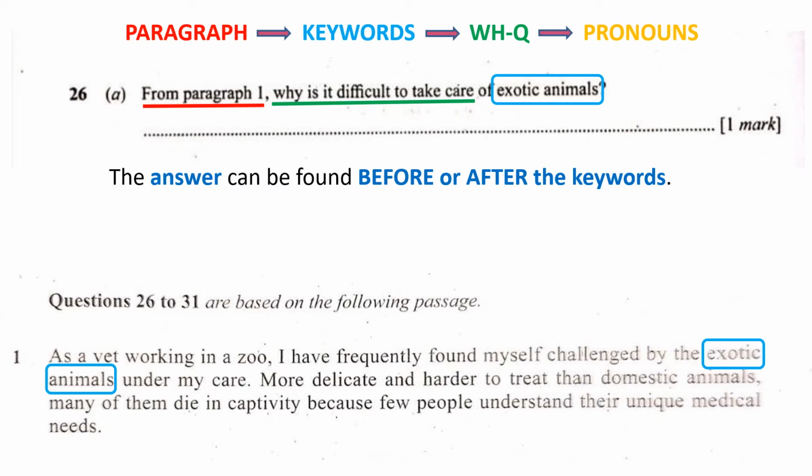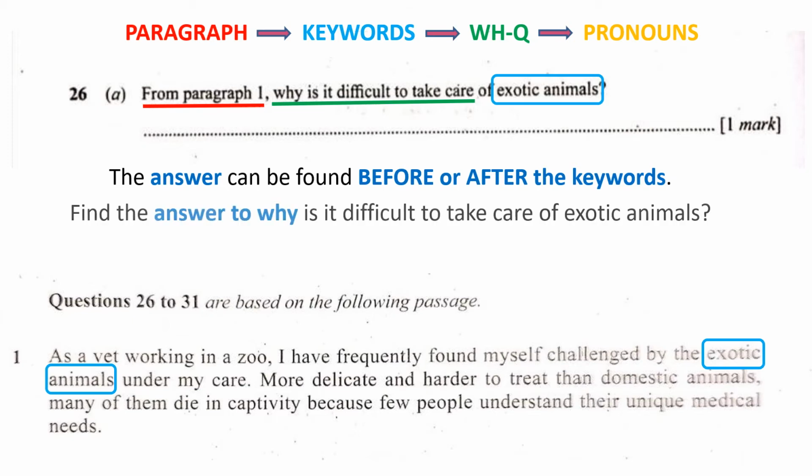Alright, you must remember this. Once you found the keywords, the answer is not far. The answer must be before or after the keywords. It may not be in the same sentence, but it's not far. Alright, so to find the answer to this question, the question asks why, kenapa. So kenapa mesti ada sebab. Right? So sebab, reason must be explanation, condition, situation.